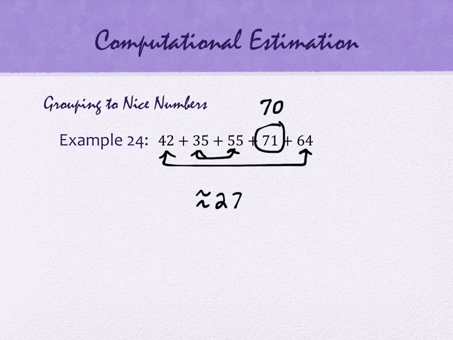It's about 270. And just to give you some idea, this is not the grouping that I did on my paper. My grouping on my paper gave me an answer that was about 250. That's okay. When I grouped on my paper, I grouped the 42 and the 64 together, but I grouped the 35 and the 71 as being about 100. It's also about 100, right? Yeah, it is. It's a little over. Yours is a little under. It's okay. It's all good. Okay, so this would be grouping to nice numbers.